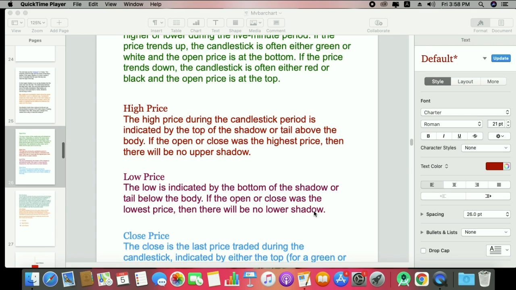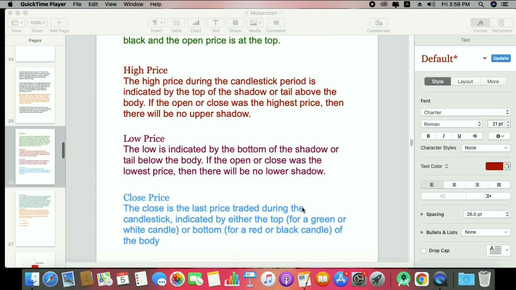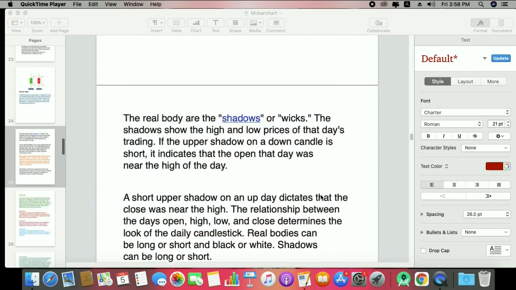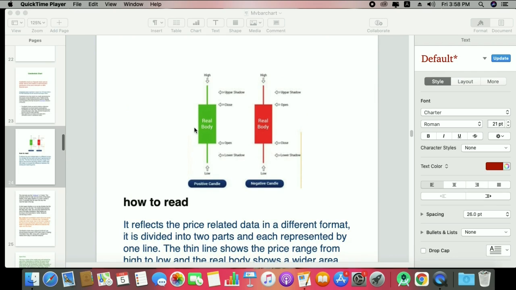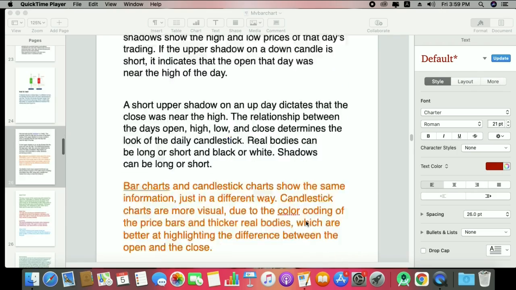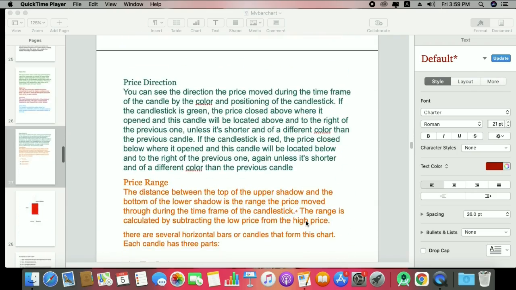I will explain one more time practically. And if the open or close was the lowest price, then there will be no lower shadow, and then we have a close price. So the close is the last price traded during the candlestick, indicated by either the top, that means our price is at the top here. So if we say there will be a price rise, that means first it goes up, open it here, then go to the low, then go to the upper and then close it. So it depends which kind of bar you are using.